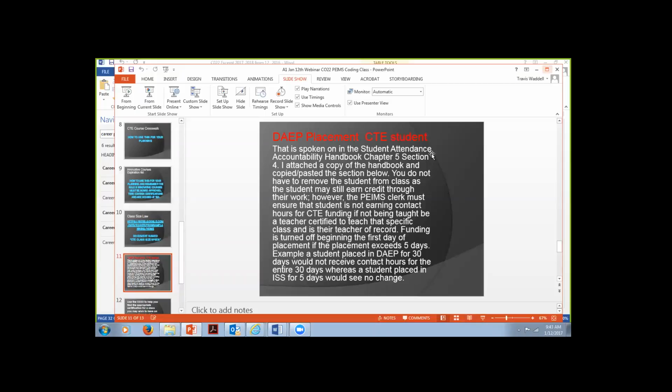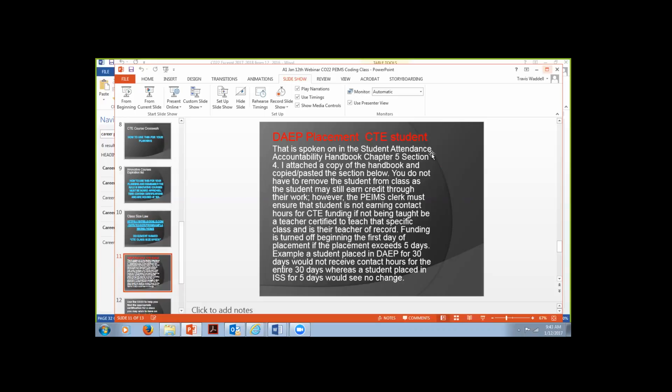So if you were to assign a student to DAEP on a Monday, and something occurred where they weren't exactly there yet, you would still have to drop the funding as of the date of placement. You cannot draw funding while a student is in DAEP unless there is an actual certified person who is going to become the teacher of record for that specific class at DAEP. We do have DAEPs that have certified CTE teachers or persons who are certified to teach a class. An example being a financial math class.